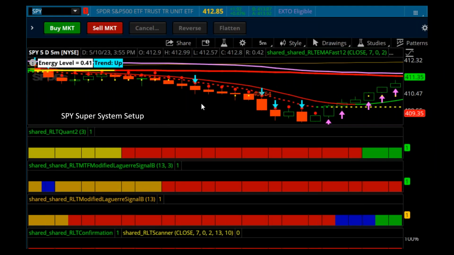And this is just a SPY super system setup that I told you about. Again, you can see here that the system, we're getting a pop out of the box signal. Everything is bearish. Get in here, and we get out right here. Just a very short trade. These are 5-minute candlesticks here.